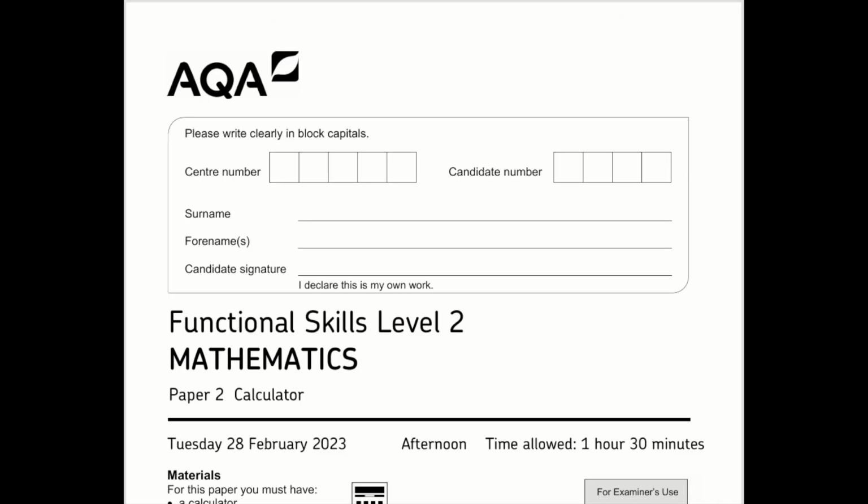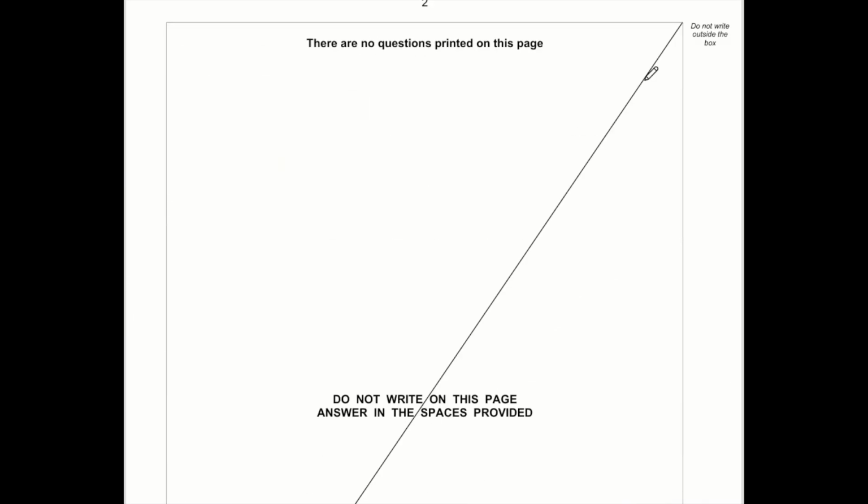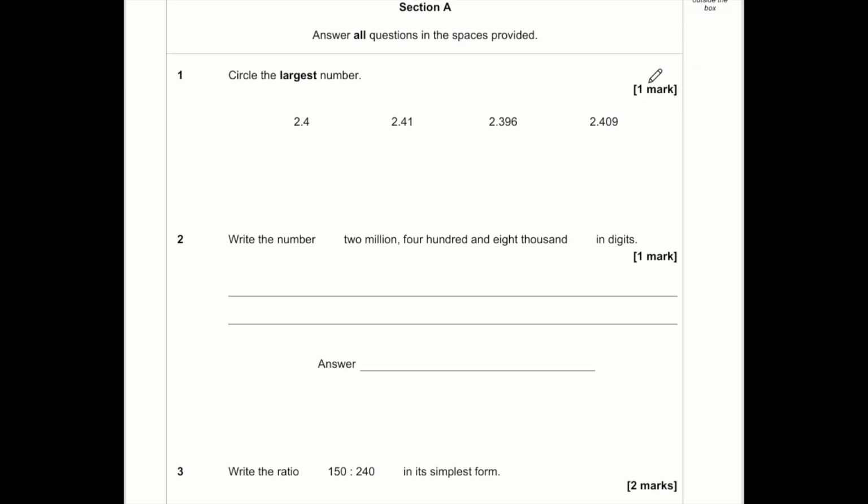This is paper 2 from March 2023, and this is the calculator paper. So question number 1, circle the largest number. Having a calculator is not really of much benefit here. Let's just write them in a column: 2.4, 2.41, 2.396 and 2.409. So in the units column they're all the same.